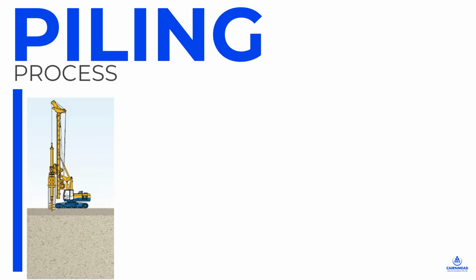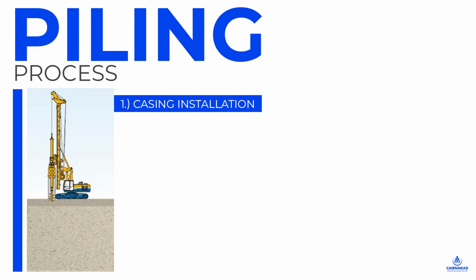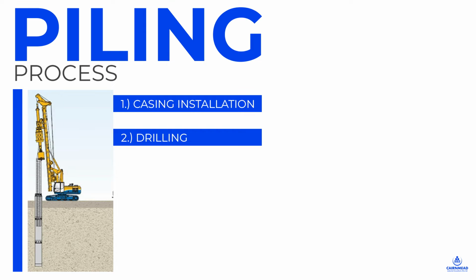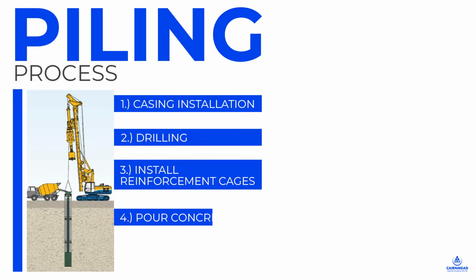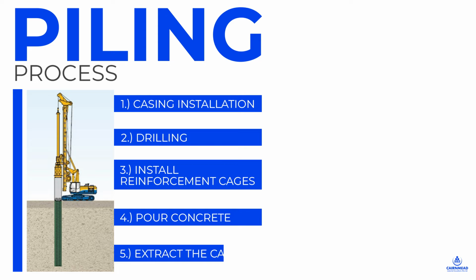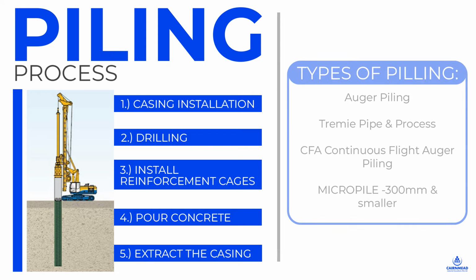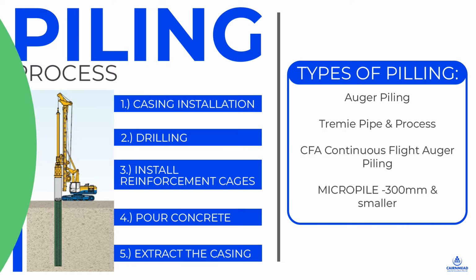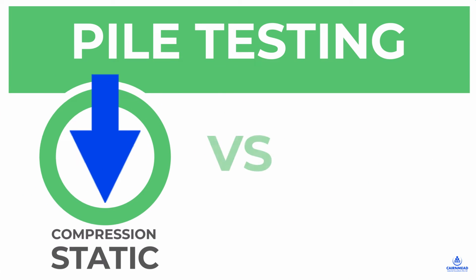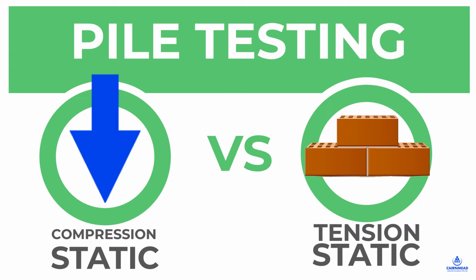Piling process: casting installation, drilling, install reinforcement cages, pouring of concrete, extract the casting. Type of piling: pile testing, compression static versus tension static.